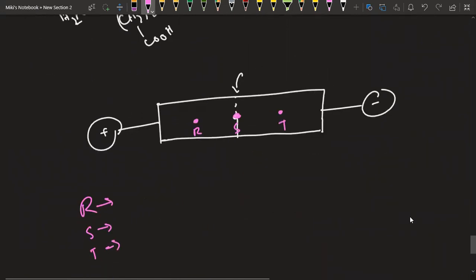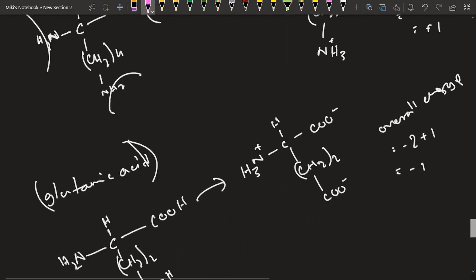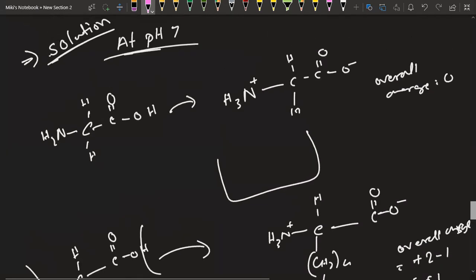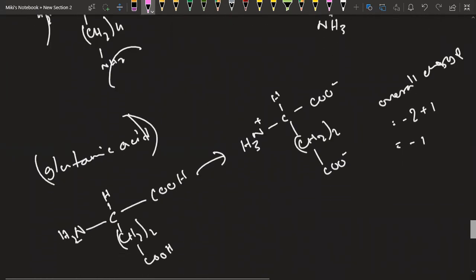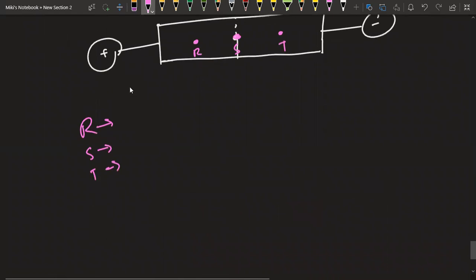Okay, let's see. R is towards which terminal? Positive. That means the positive terminal attracts which molecules? Negatively charged ones. So which one of them has an overall negative charge? This one, which is glutamic acid. That means R is glutamic acid. Makes sense? If you weren't able to solve this one, you got it now. Now try the rest of the two.